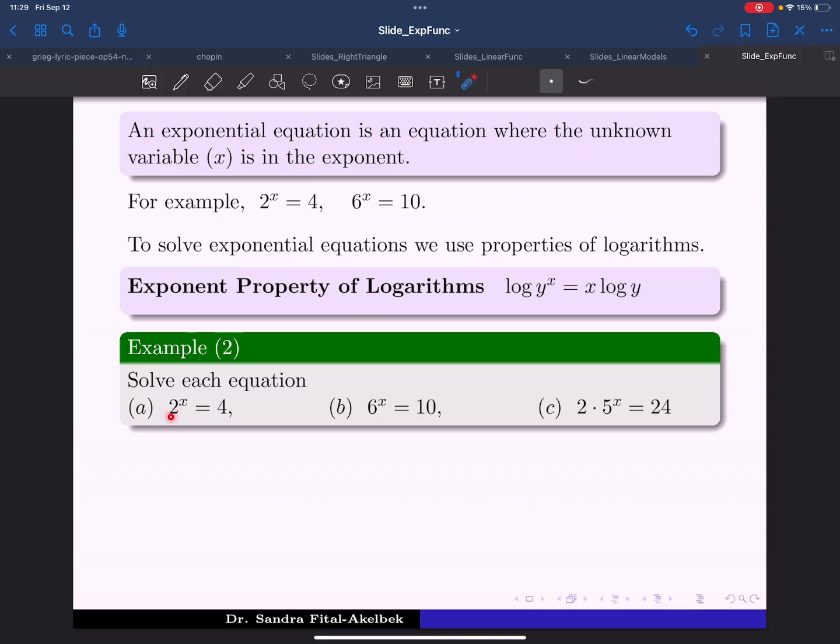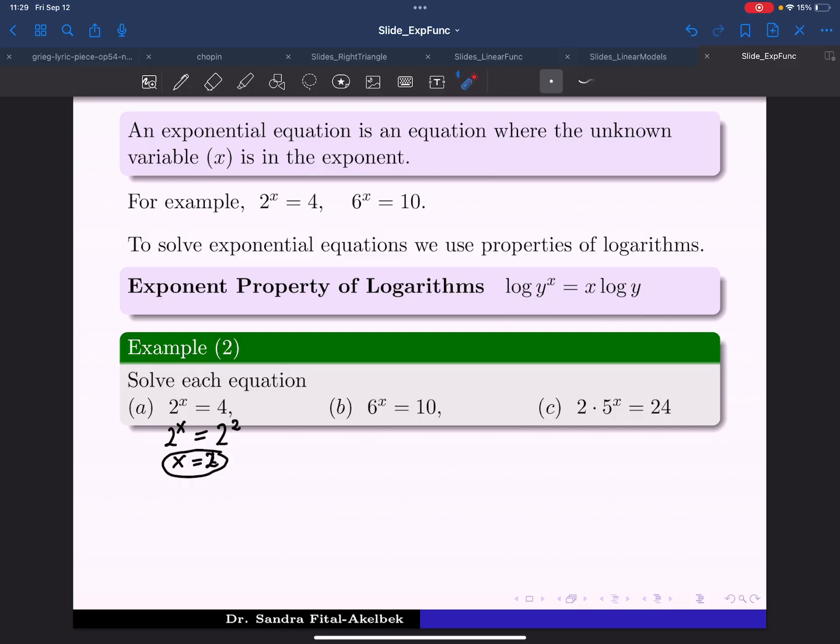So the first equation can be solved in two different ways. We have 2 to the power x is equal to 4. We can write that 4 can be written as 2 to the power 2. So then I can simply drop the bases and equate the exponents. So it would be that x is equal to 2. If I just equate the exponents, right? Equate the exponents.